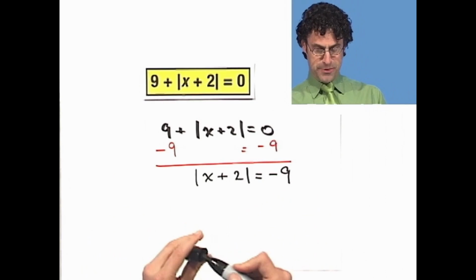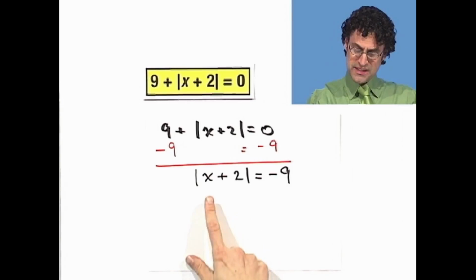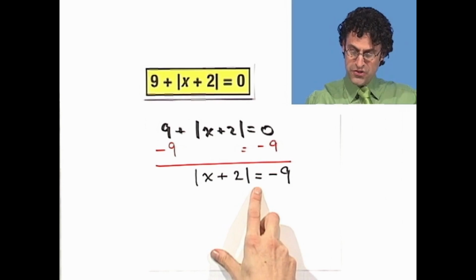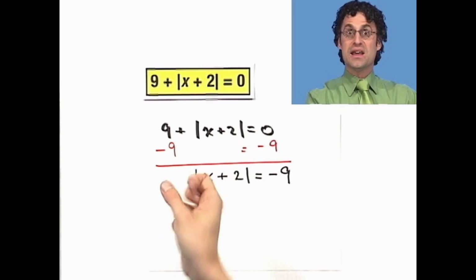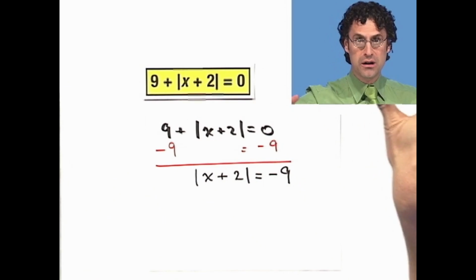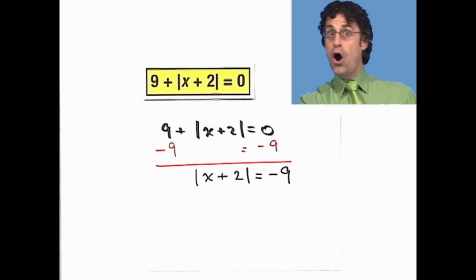And now we have to stop, and we have to think, and we have to scratch our head. Because this is saying that I have some quantity, and the absolute value of it equals -9. Well, the absolute value of every single real number is 0 or more. Can we have an absolute value equal -9? Never.